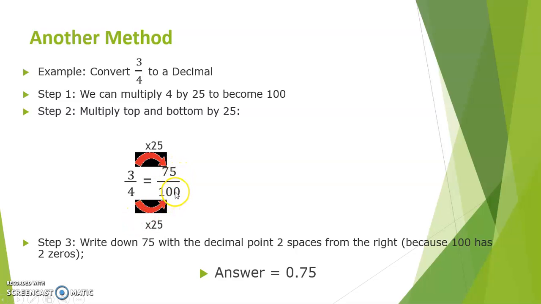So how many zeros do we have here? We have 2 zeros. So if we count from here, 1, 2, the point comes here. That is why we have 0.75. So we write down 75 with 2 decimal places from the right, because 100 has 2 zeros, right? We count: 1, 2. Put our point here, and this becomes 0.75.